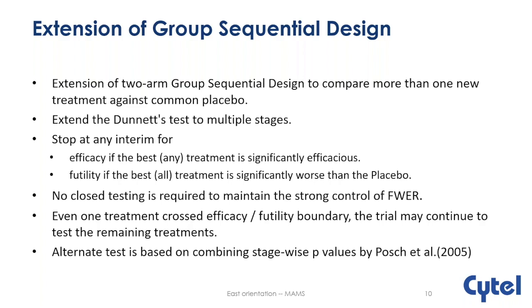As we are using spending functions, we control how alpha and also the type 2 error are spent if we have a futility stopping rule throughout the study. There's no need for closed testing to maintain strong control of the family-wise error rate. This is something, of course, that is needed in the p-value combination approach by Posch et al.